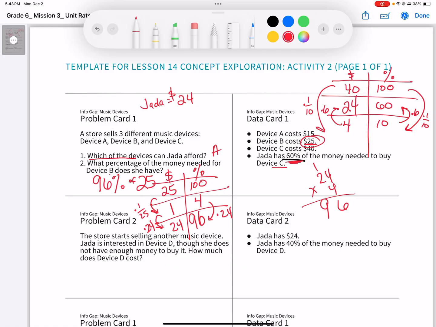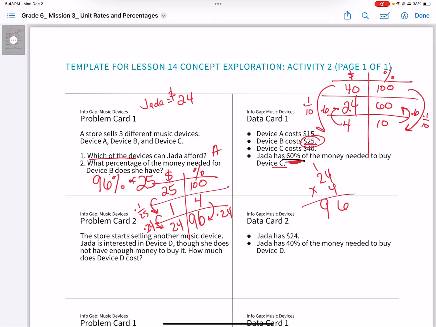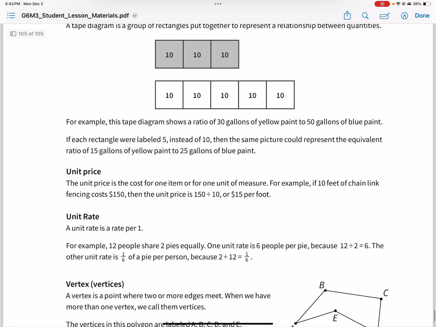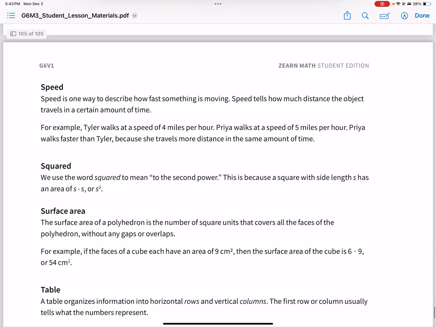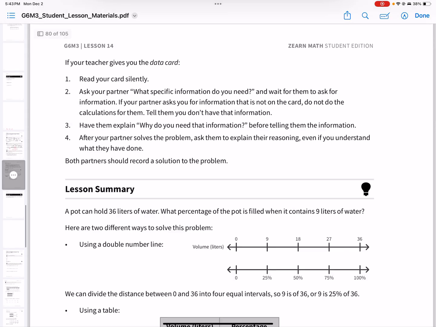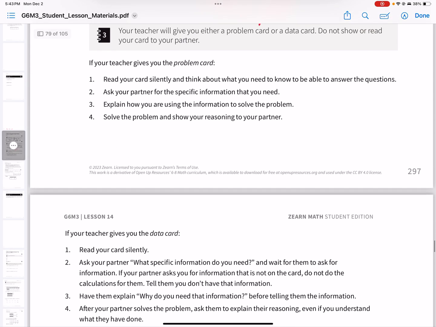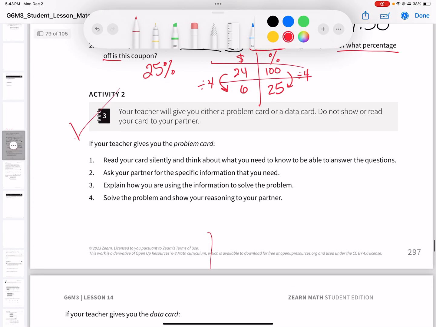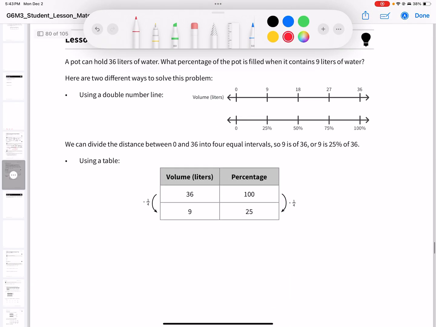All right, let's go back here. I don't know where it sent us. Ooh, here we go. All right, so we have now done the card activity right here. And please review your lesson summary.